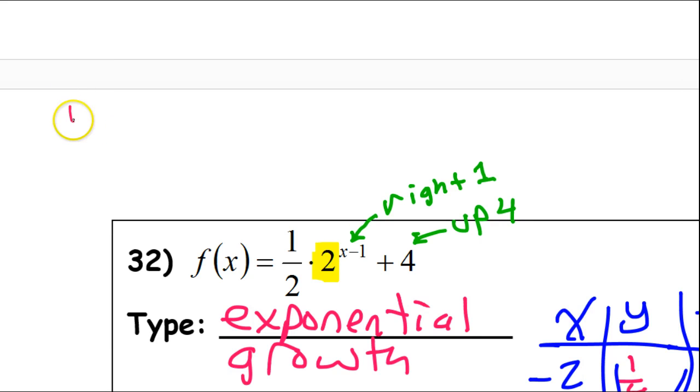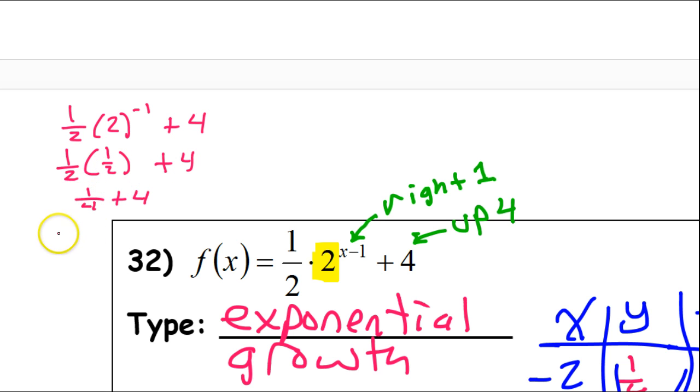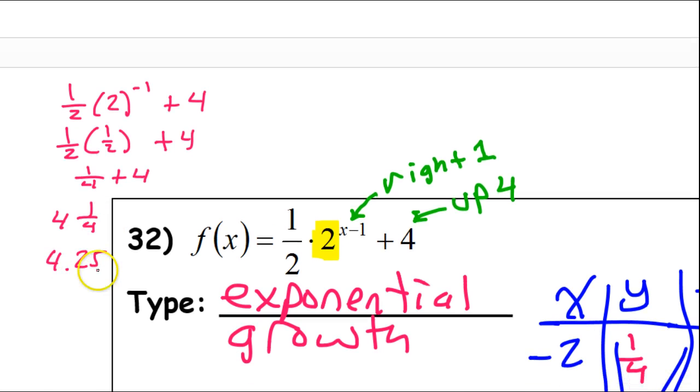Substituting 0 for x gives us 1/2 times 2 to the negative 1 power, and then plus 4. The x is gone because it's 0. Negative 1 power does a reciprocal, so this makes 1/2 times 1/2. Well, 1/2 times 1/2 is 1/4. So there's your 4 and 1/4 right there. So there's your 4.25.